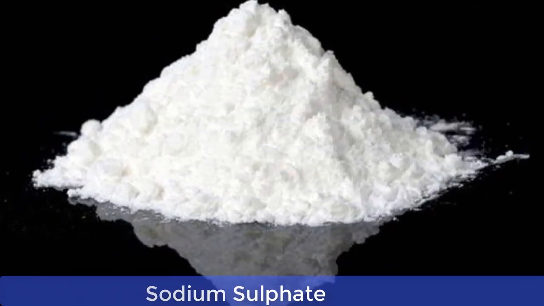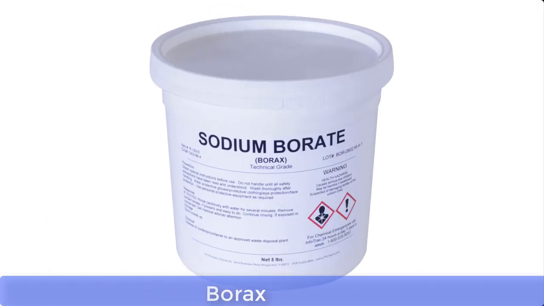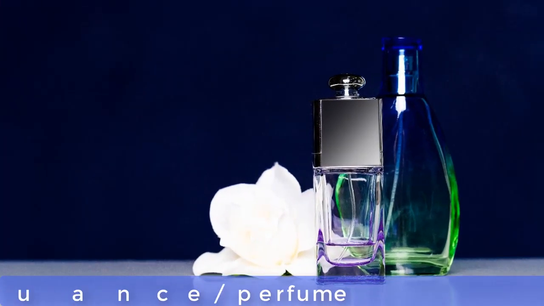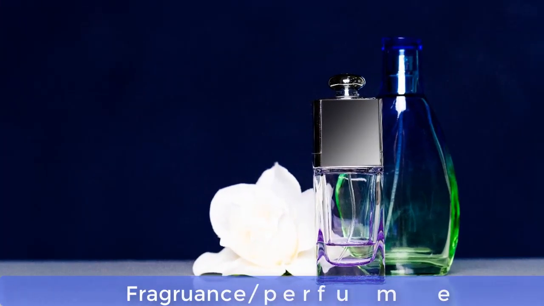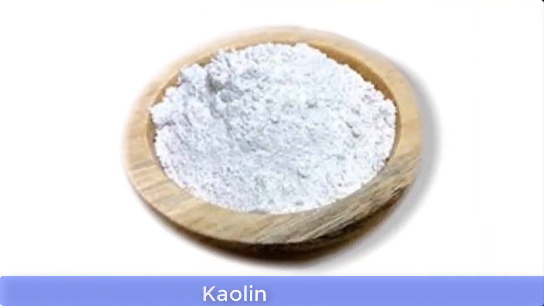Sodium sulfate gives the soap more quantity. Just like soda ash, they are called fillers. Borax improves the foaming ability of the soap. It acts as a stabilizer. The soap continues to foam even if it gets smaller and smaller. Fragrance adds aroma to the soap. Kaolin gives the soap more quantity. They are called fillers. This is used to reduce the cost of production.